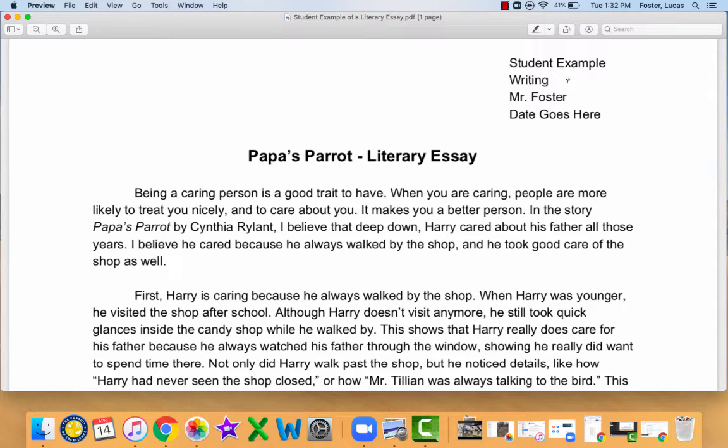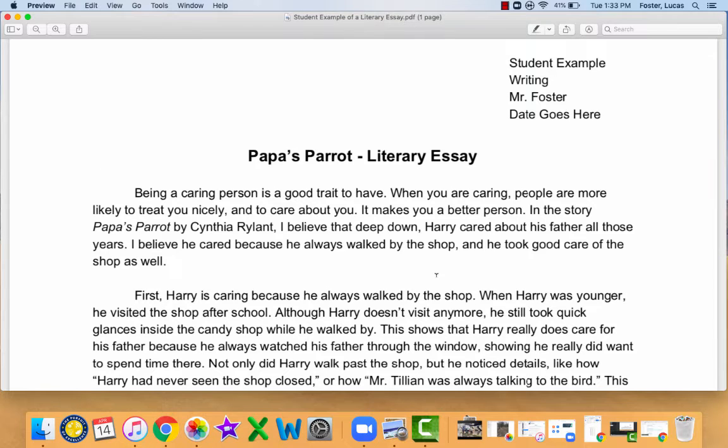First, notice that you've got your overall template here. We've used this before. Name, writing, Mr. Foster. Your date will go here, and then we've got our title here. Yours will say The Three Little Pigs. Of course, this is our Puppet's Parrot example, though. Now, this is the introduction to all of this.